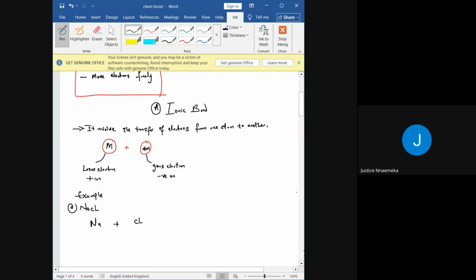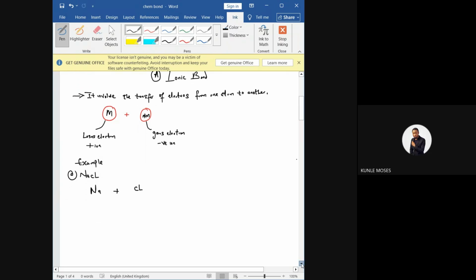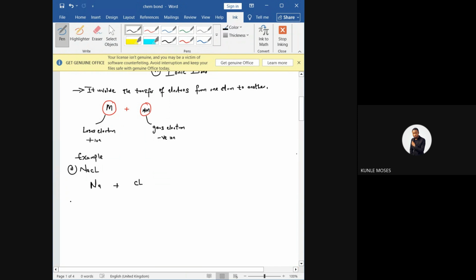Yes, 11. Okay. So now, if you are writing sodium, that's 2,8,1. It simply means we have one electron at the outermost shell for sodium.